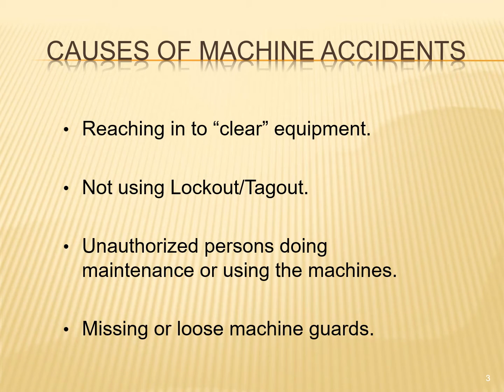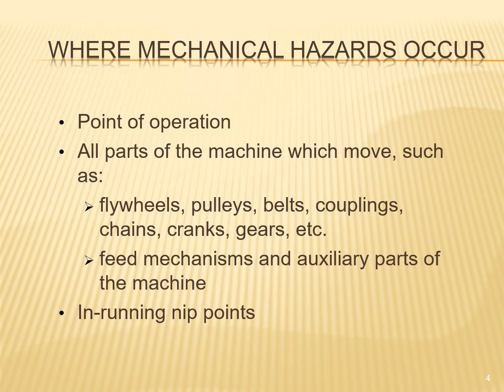Causes of machine accidents: reaching in to clear equipment, not using lockout tagout, unauthorized persons doing maintenance or using the machines, missing or loose machine guards. Where mechanical hazards occur: point of operation, all parts of the machine which move, such as flywheels, pulleys, belts, couplings, chains, cranks, gears, etc., feed mechanisms and auxiliary parts of the machine, in running nip points.